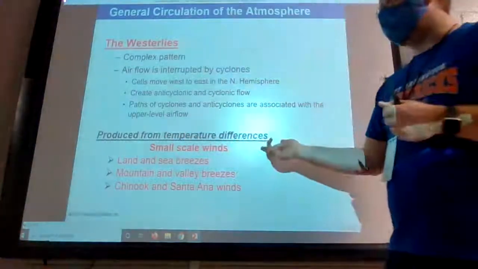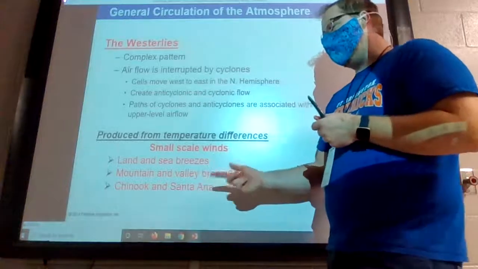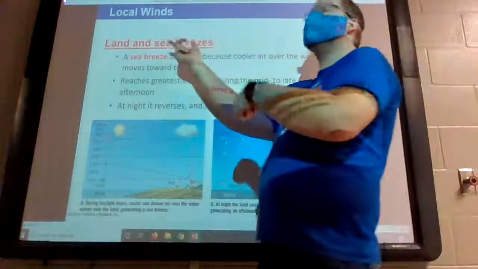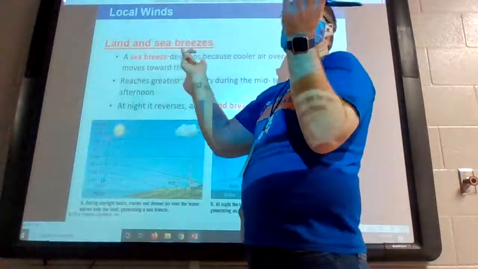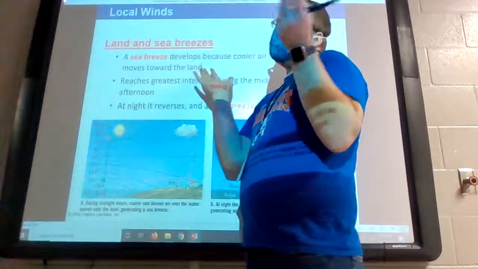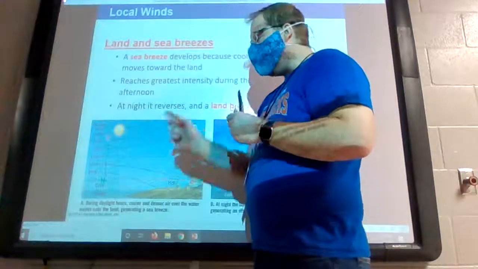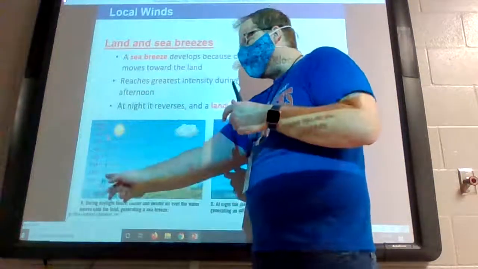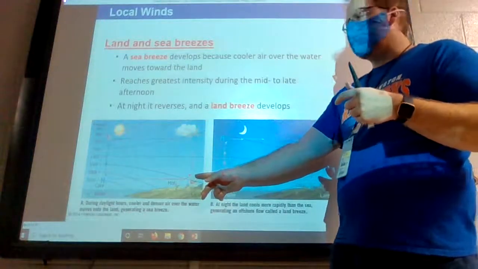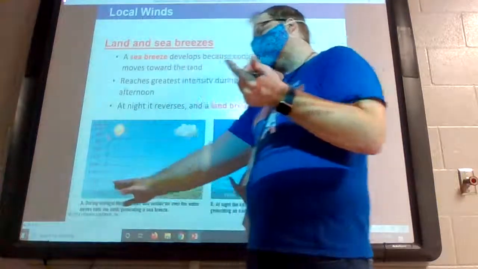Produced from temperature differences, they got small scale winds: land and sea breezes, mountain and valley breezes, and then Chinook and Santa Ana winds. So the land and sea breezes, this is like oceanfront daily weather patterns, which is what helps keep our ocean areas rather nice. It's why a lot of people like to live in California and in Florida. Because in the day when it's hot, you get these cool winds blowing off of the sea. Because the sea is generally cooler, it takes longer to heat up. The continent heats up faster. So you get these cool sea breezes.